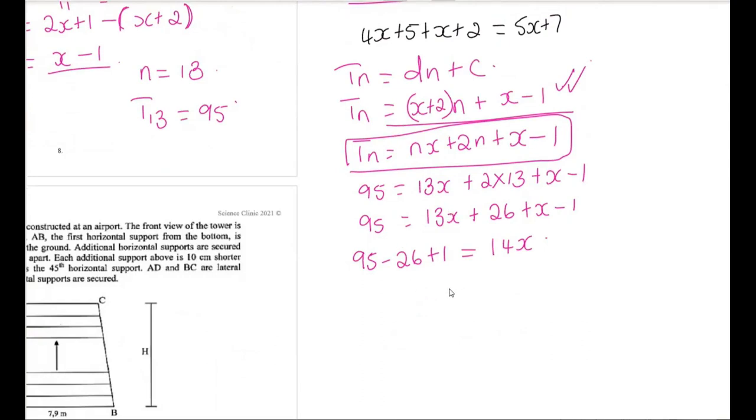What is 95 minus 26 plus 1? 70. Right? What is 70 divided by 14? Thank you. So therefore, x is equal to 5. Do we understand it? Okay, so therefore, x is equal to 5. Right, so we've answered that part.